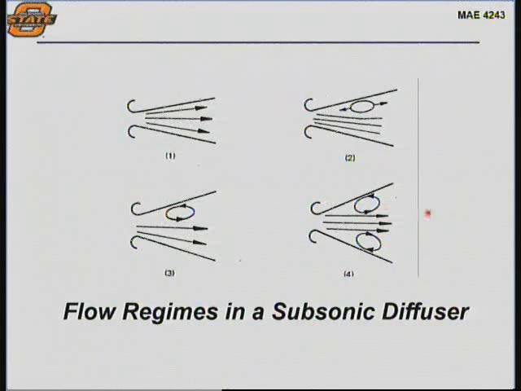And then, of course, if you have either too high a speed or too rapid a divergence of your diffuser angle, you get a full separation on both sides of the diffuser, and this is almost like having jet flow with some bounding surfaces. So these are the possible flow regimes in a subsonic diffuser. What we want to design to is one where we have attached, relatively uniform flow through the diffuser.